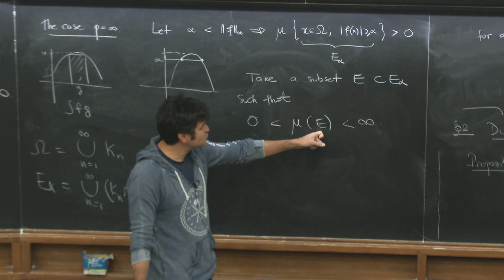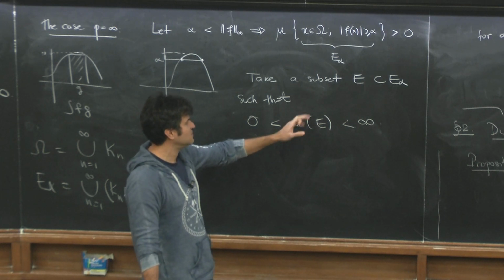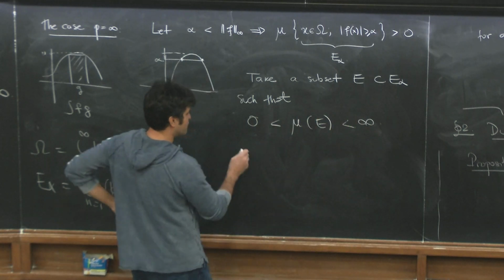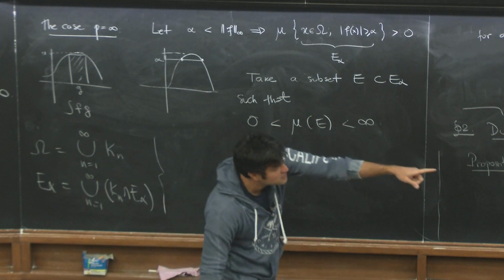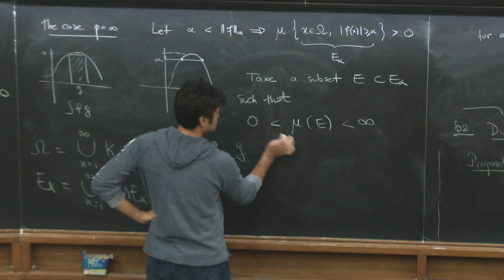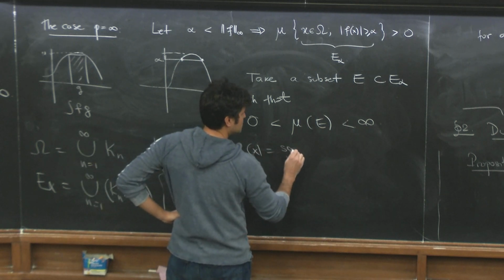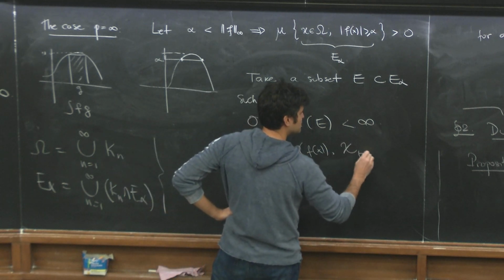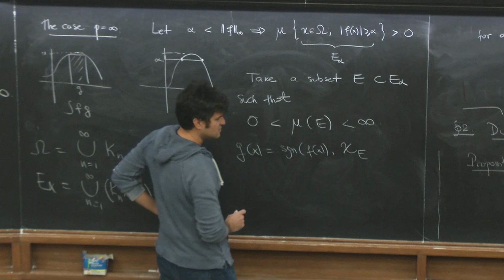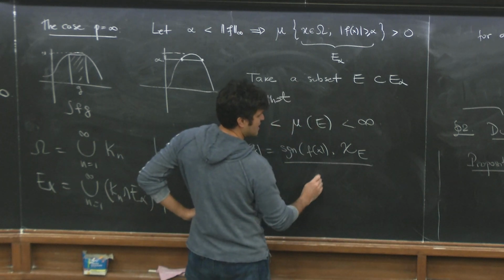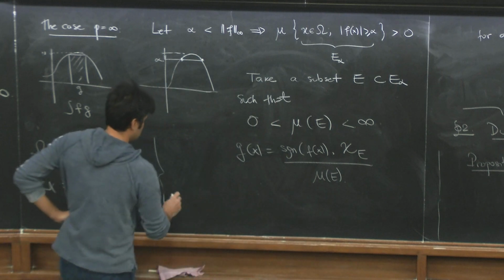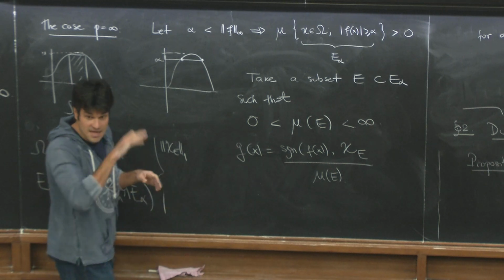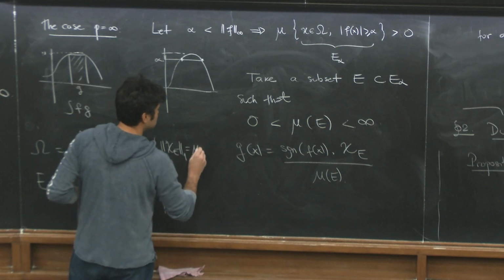Now, when I have constructed a set E inside this E alpha such that the measure is positive and not infinity, you are free now to take the function g as you took there. You just take g of x to be signum of f of x times the characteristic function of this E divided by the measure of E. Remember, the L1 norm of the characteristic function of a set is just the measure of the set.